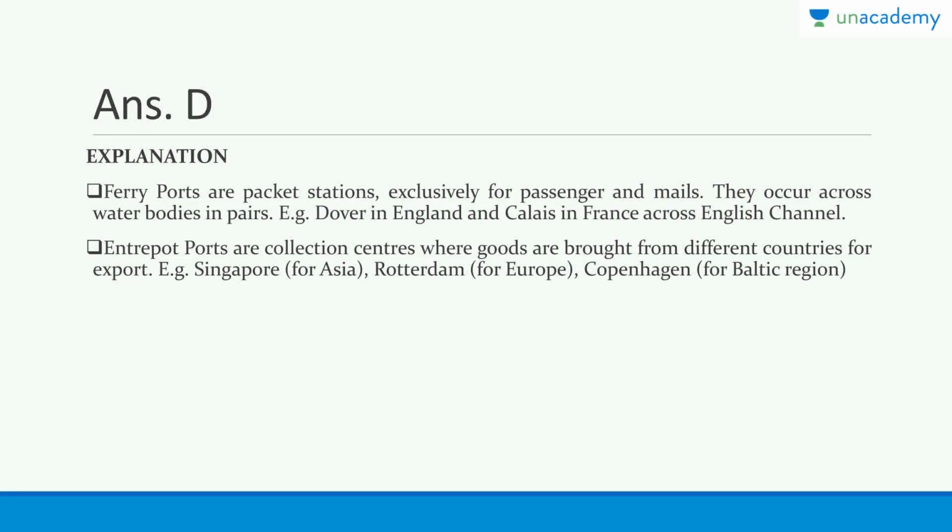So ferry ports are packet stations exclusively for passengers and mails. They occur across water bodies and in pairs. For example, they are across the English Channel. Okay. Entrepot ports are collection centers where goods are brought from different countries for export. For example, Singapore for Asia, Rotterdam in Netherlands for Europe, Copenhagen in Denmark for Baltic regions, etc.